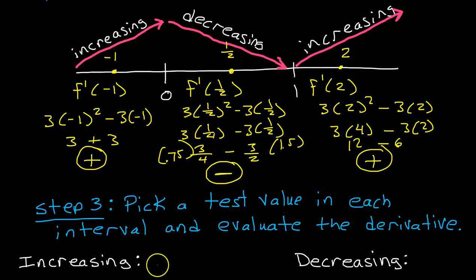So what are the increasing and decreasing intervals? Well, we have our first increasing interval from negative infinity to 0. And we have another increasing interval from 1 to positive infinity. And then we have our only decreasing interval from 0 to 1.